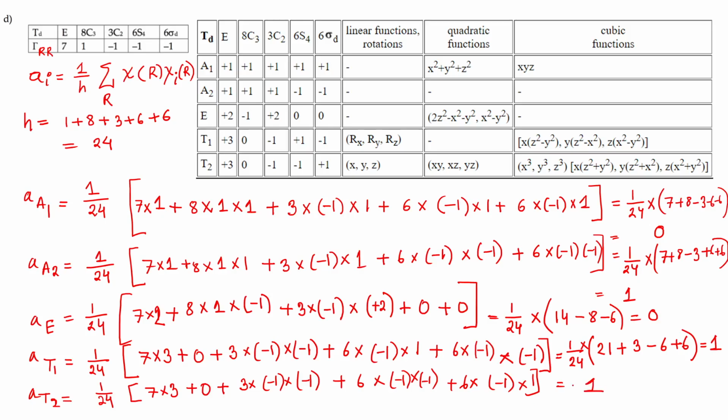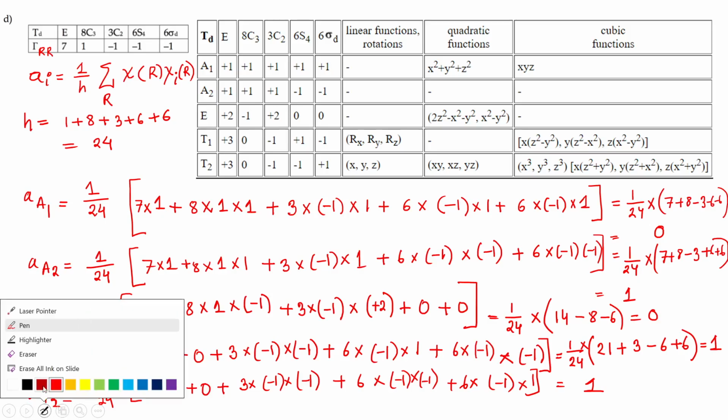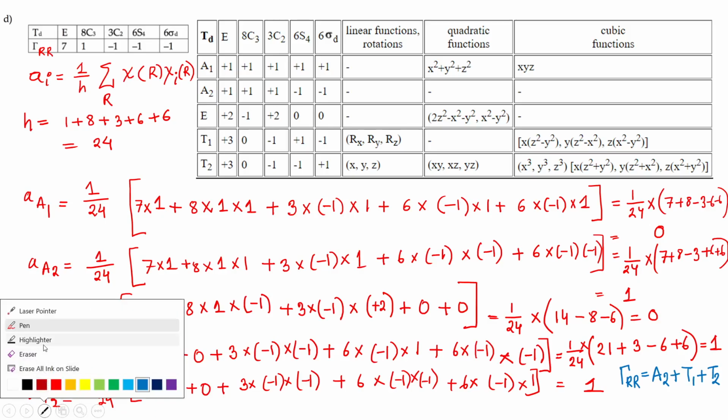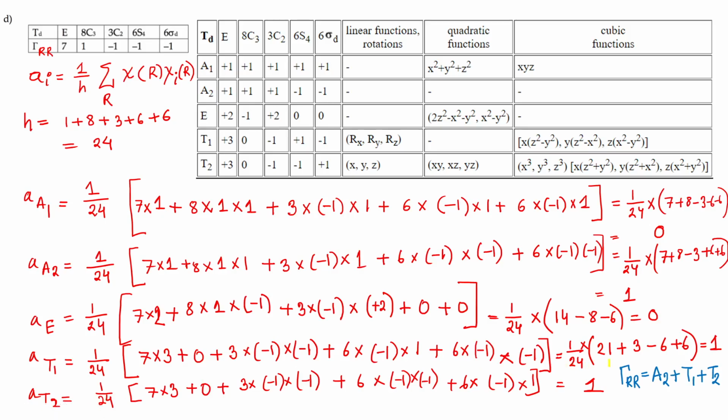So ultimately, let me give you in another color, your gamma RR is A2 plus T1 plus T2. Do you agree? Yes, sir. Totally agree with you.